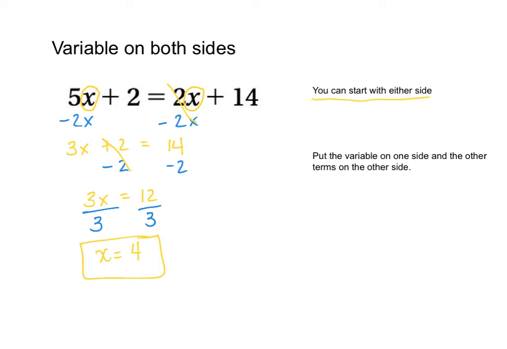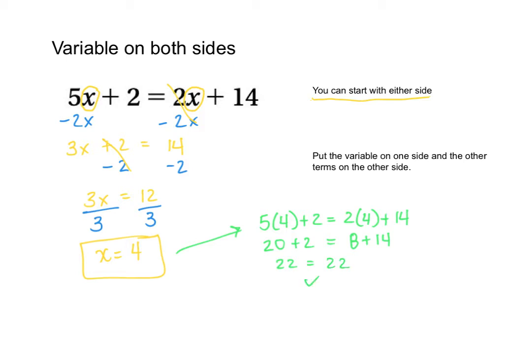And remember, we can always check our work by plugging it back into the original equation. So 5 times 4 plus 2 equals 2 times 4 plus 14. This will give us 20 plus 2 equals 8 plus 14. 20 plus 2 is 22, and 8 plus 14 is 22 as well. So we're good. It worked.